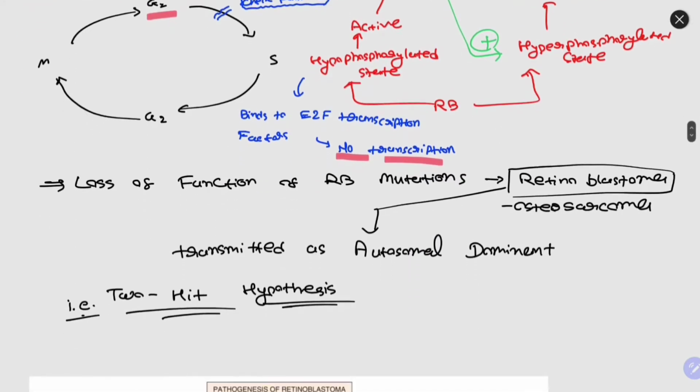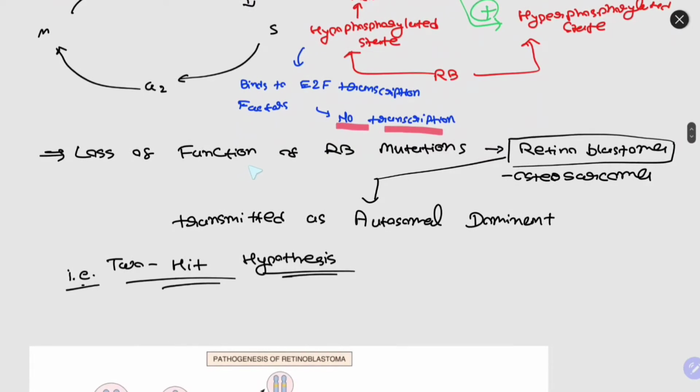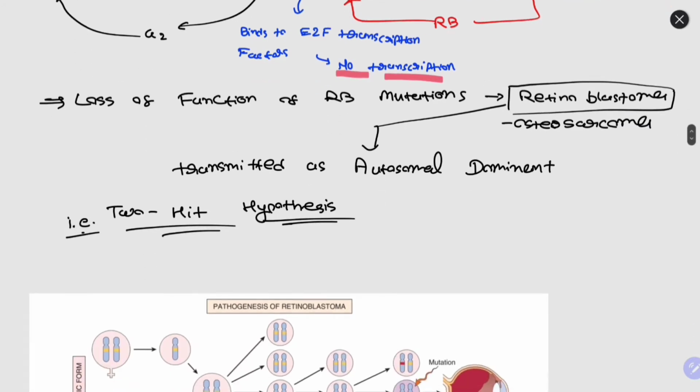Now, if there is a loss-of-function mutation of RB, what occurs? Obviously a tumor will occur. Which tumor? Retinoblastoma. It is the most common tumor, and osteosarcoma can also occur. This retinoblastoma tumor is transmitted as an autosomal dominant trait. Let us discuss right now how it is transmitted as an autosomal dominant trait.